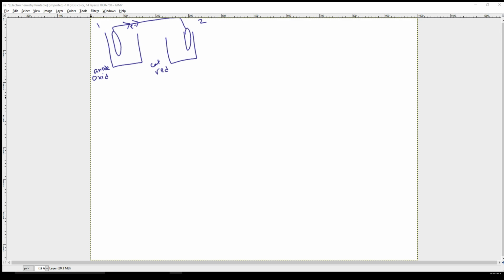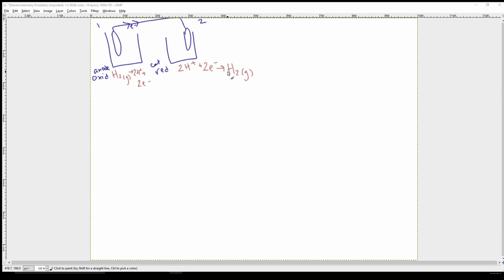So I'm going to use that then to write my half reactions. So what's the oxidation half reaction for hydrogen? It needs to be losing electrons. It would be H2 gas reacts to form 2H plus plus 2e minus, and this one will just be the reverse, 2H plus plus 2e minus forms H2 gas.